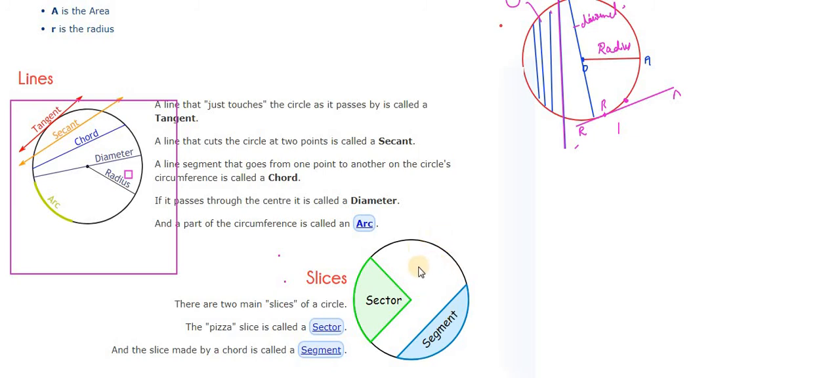You are asked to take any one part. Which one will you take, sector or segment? Obviously sector, right? Why? Because sector is the bigger one, so definitely you'll go for this sector. This is the sector, the pizza slice is called a sector, and a slice made by a chord is called a segment. So for this also, just draw this diagram. Okay, next, write the definition of tangent to a circle like this.